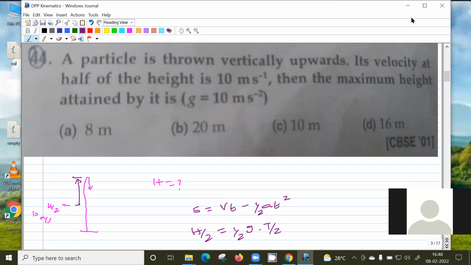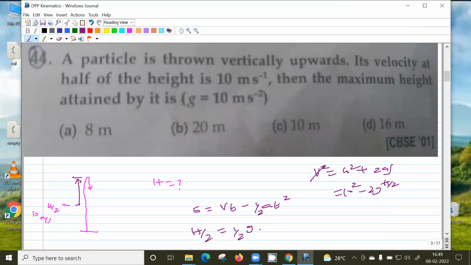So t is unknown, right? So you can use v square equal to u square plus 2as. v is 0, u is 10, so 0 equals 10 square minus 2g times h by 2. So what is the value of h? 10 meters.